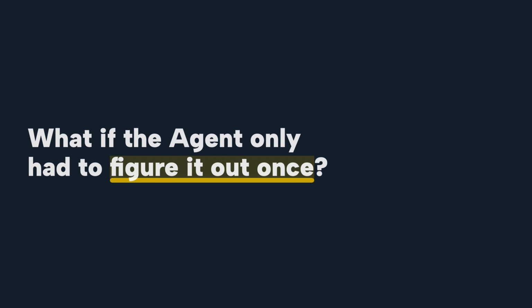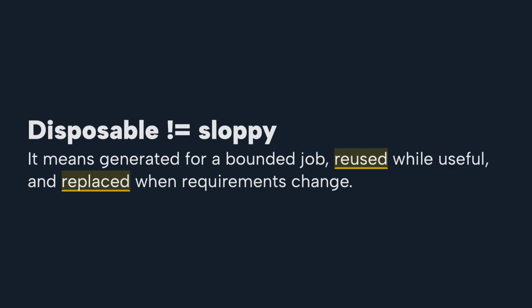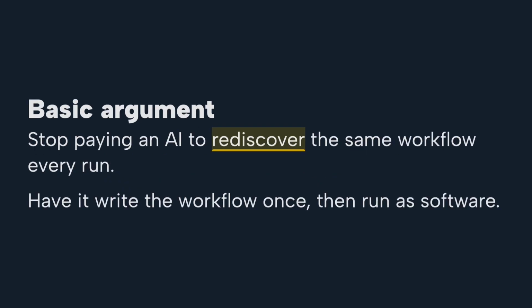And so it came back to the idea of what if the agents only had to figure it out once? What if we just front ran all of the expenses and didn't have to run it later? And so this is where I came to the world last year around disposable programs, which is my way of saying AI writes the programs up front on demand. You reuse the programs until you don't need them anymore. And so disposable doesn't mean sloppy. It just means that they're generated for a bounded job and they get reused while useful, and then they can get replaced when the requirements change. And so the basic argument is that you just stop paying for an AI to rediscover the same workflow every single time. You write the workflow once, or you do that discovery upfront, and then you run it as software from that point onwards.